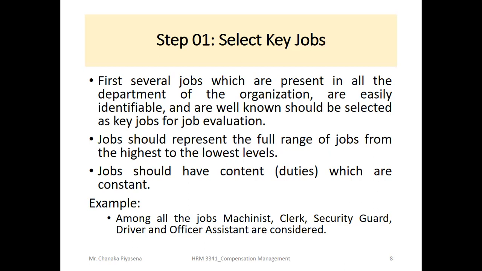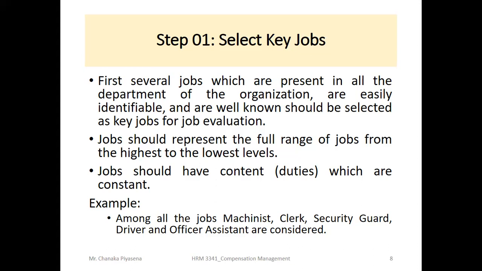Jobs should have constant content. That means we are designing jobs by grouping tasks, duties, and responsibilities. Therefore, the content of the job is the duties, which should be constant. If the jobs are not constant, and the duties vary, changing from time to time, it is very difficult to use them as key jobs.